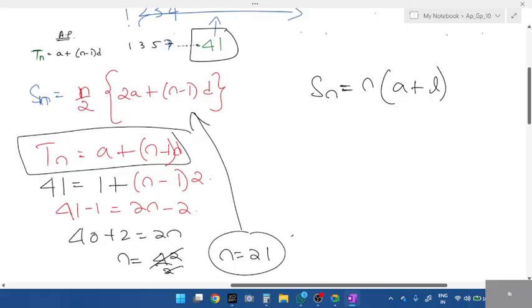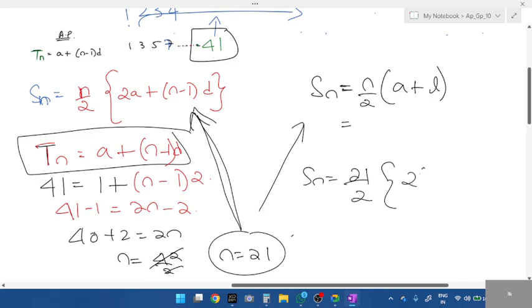When you find the n value, students, there are two ways. You can directly use this, or there is one more formula. What did I give? n by 2 into a plus l. You can even use this formula. Okay, let me use the first formula. S of n is equal to n by 2, 21 divided by 2, into 2 a, where a is 1, plus n minus 1, that is 21 minus 1, into 2. I'll use the first formula, the red one.